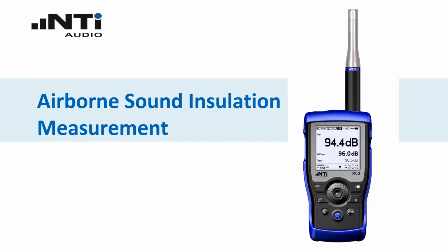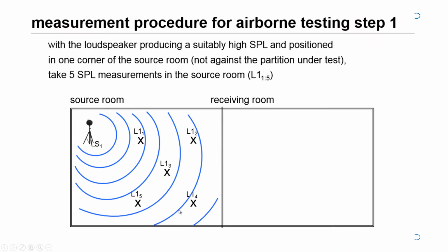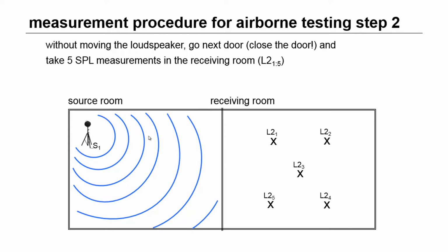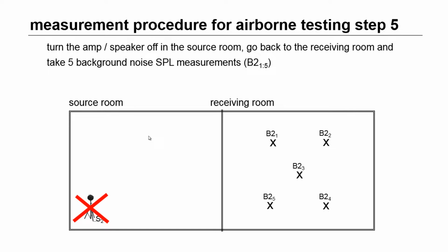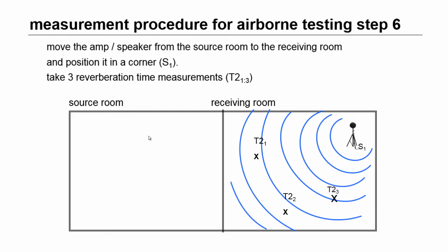So if we start first of all by reminding you of the way that source, receiving, background and reverberation time measurements are labeled. So if we look at the source room labeling, very often it's NL1 or simply NL. The receiving room is L2. Background is often B or B2, and reverberation time measurements are T2.